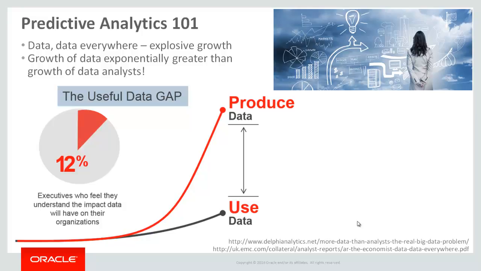Executives who feel they understand the impact their data will have on their organizations, it's like 12%. So that means that about 88% of the data is just not really felt that it's being used. And a lot of that data that they're complaining about is sometimes called dark data, sometimes called unstructured data, data that's not easily ingested and put to good use, put to work.